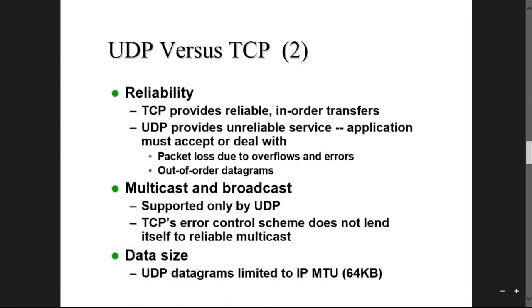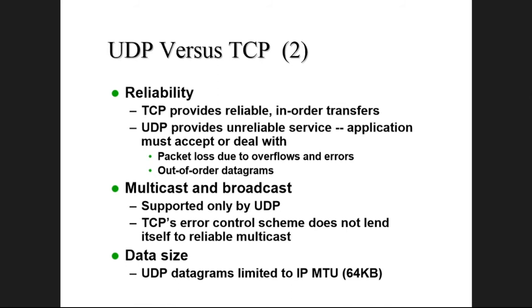Next, that is multicast and broadcast. Multicasting and broadcasting are supported only by UDP. UDP can support multicast as well as broadcast, but in the case of TCP, TCP's error control scheme does not lend itself to reliable multicast, so multicasting does not happen there. So that is the difference between UDP and TCP.